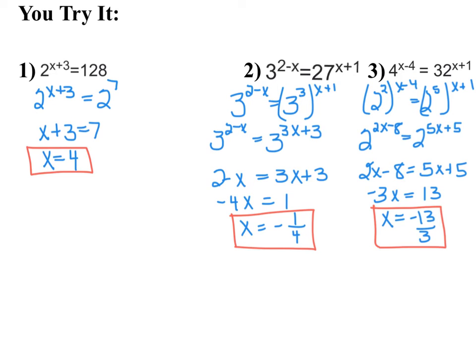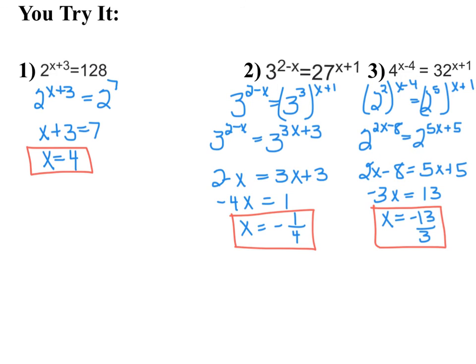Example number 3 is a little bit more difficult because 4 and 32 can't easily be written with the same base unless we go down to a 2. 32 is not 4 to any power that's an integer. So what we're going to say is let's change the 4 to 2 to the 2nd power. Let's replace 32 with 2 to the 5th power. On the left side, let's multiply the exponents 2 times x minus 4 to get 2x minus 8. On the right side, let's distribute the 5 times x plus 1 to get 5x plus 5.